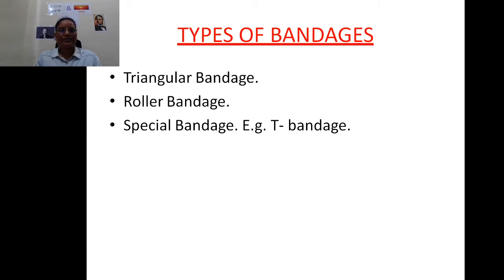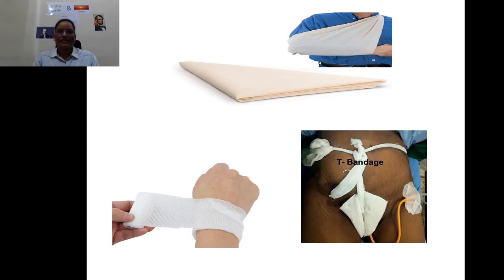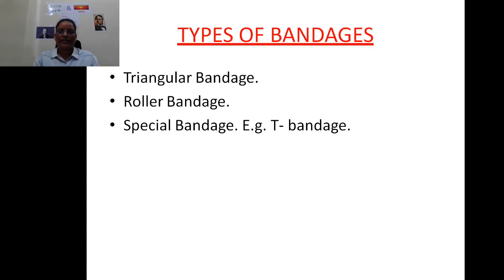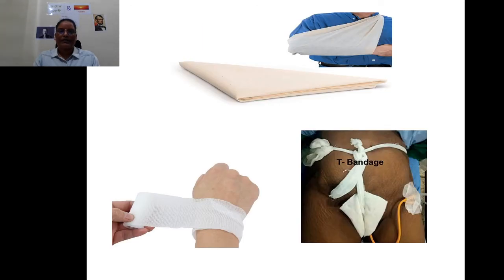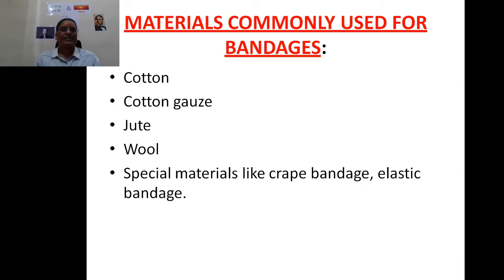There are various types of bandages. First one is triangular bandages, then roller bandages, then special bandage, and this the T bandage. In the further slide you can see the picture of these bandages. The first one is the triangular bandage which one person applied on their arm, and the second one is the roller bandage, and the third one is the T bandage.